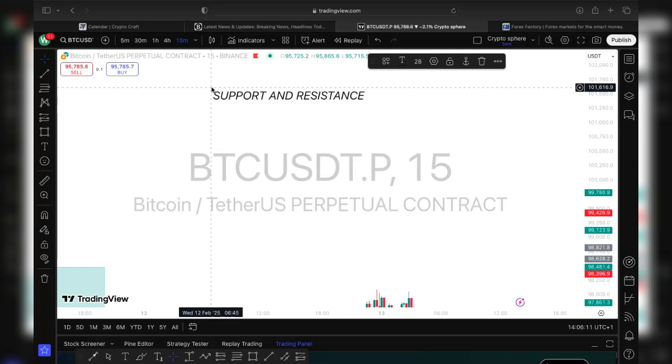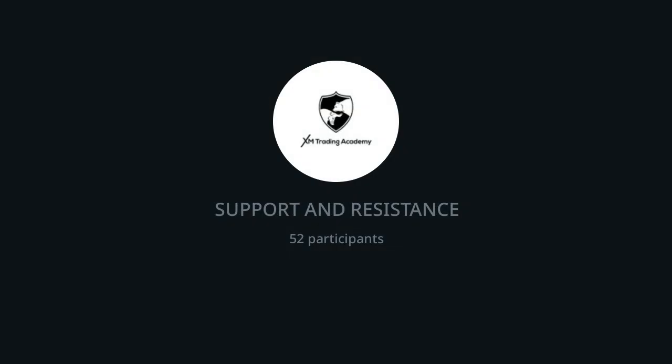And then resistance is just the total opposite of support. Now, we still have the same concept in the market. We have the same concept in the market of support and resistance. We have support levels and resistance levels in the market, and that is what we'll be talking about today in details.